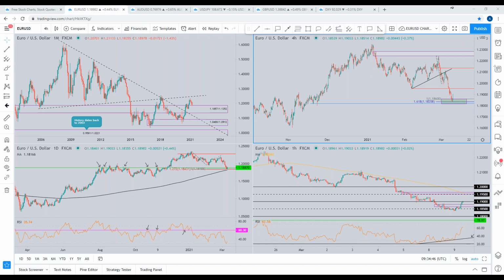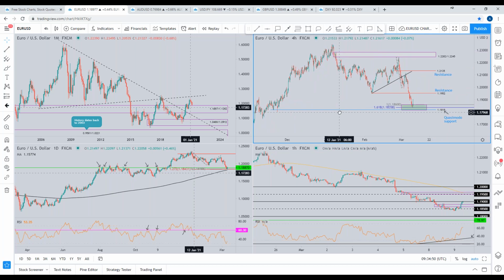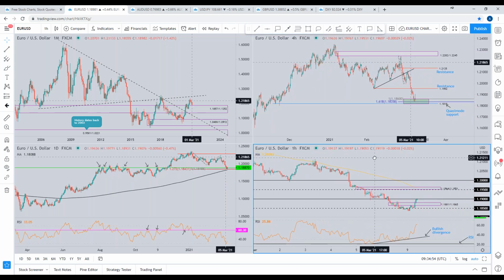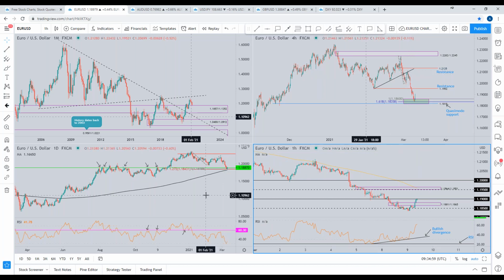So I assume you guys can also see my euro-dollar chart here. As you can see, I don't just use support and resistance. I use supply and demand, the RSI indicator, Fibonacci areas, and I also obviously use the Quasimodo support and resistances. Let me just make this chart a little bit bigger.